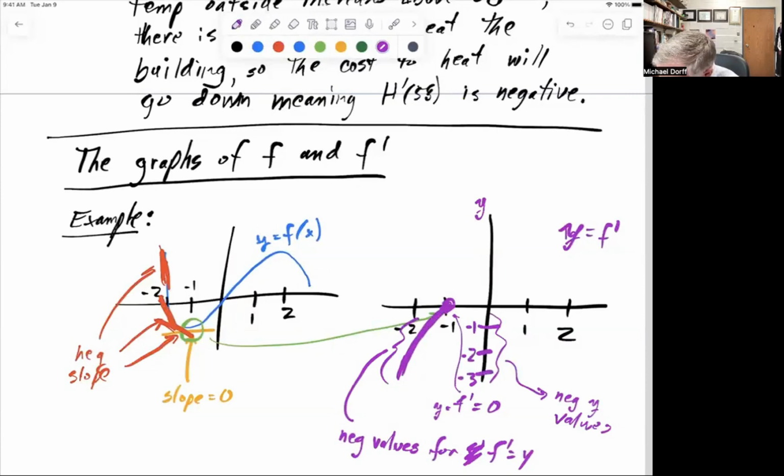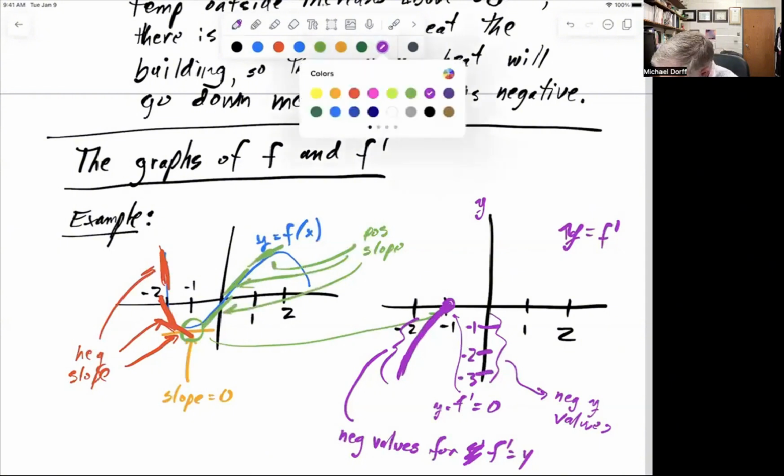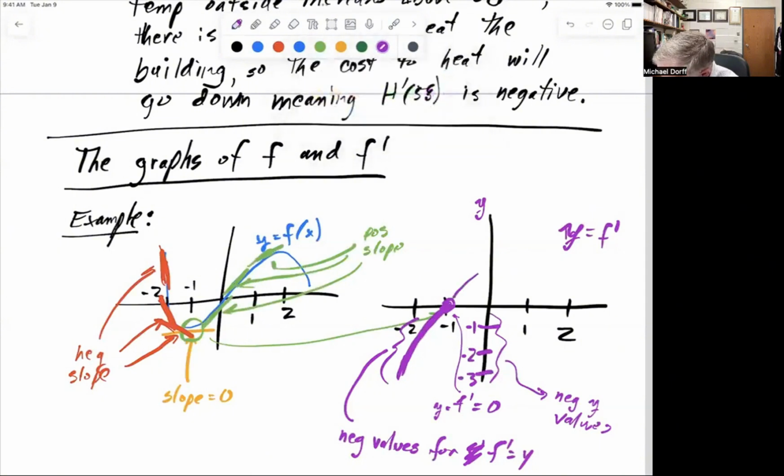Now go back to the blue curve here, and I'm going to pick another color. Let's pick green this time. What happens to the slope of these tangent lines? Well, those are positive slope. So in my purple curve, where is positive slope? That's over here somewhere, right? This is where y values are positive, and again, y is the derivative. So I'm going to be up here somewhere to correspond with the green values over here.